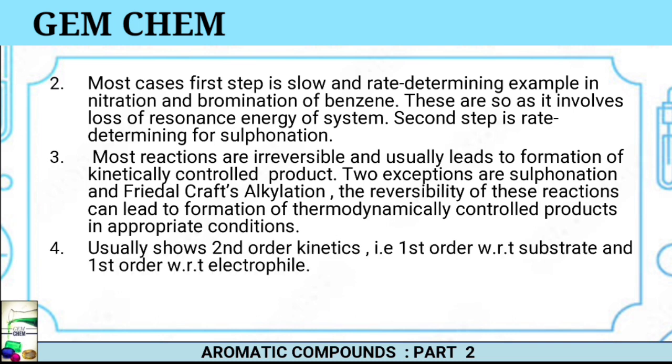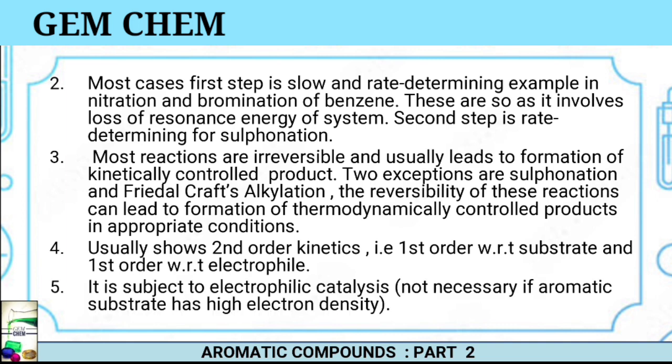The fourth one is that usually it shows second order kinetics, that is first order with respect to the substrate which you are taking and first order with respect to the electrophile which you are taking into consideration. And the last point which is essential is that it is subjected to electrophilic catalysis. Not necessarily, if the aromatic substrate has high electron density, then it is not requiring the catalysis, but in most cases you are going to see Lewis acids as catalyst. But once you increase the electron density of the whole benzene ring, then you can ignore the Lewis acid.